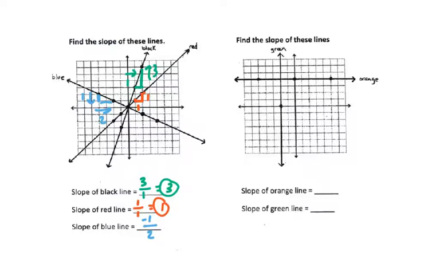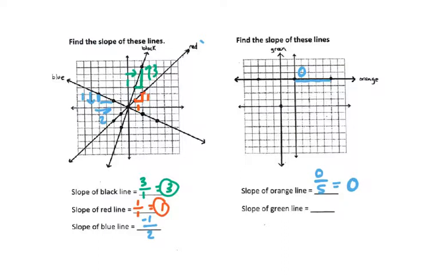Looking at the green and orange lines, we've got some vertical and horizontal stuff going on. The orange line is horizontal. This is rising 0 and running 1, 2, 3, 4, 5. So the rise was 0, the run was 5. 0 divided by 5 is 0.